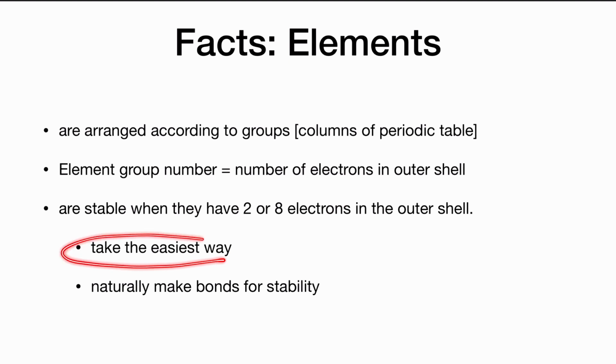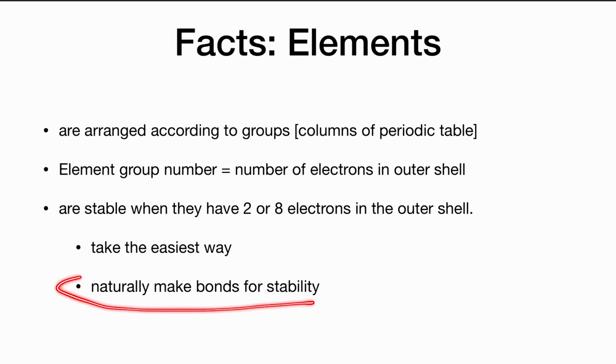This is what I mean by elements will take the easiest way of acquiring the state of having 2 or 8 electrons. If 2 is easier, it would take this route. If 8 is easier, it will take that route. Okay. And actually, this little principle here is a reason why certain bonds are natural in nature.